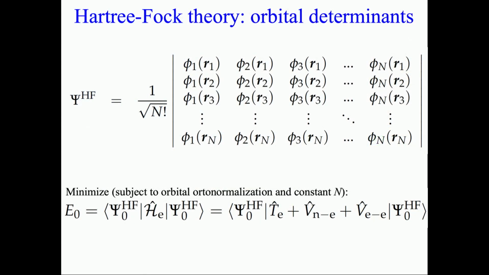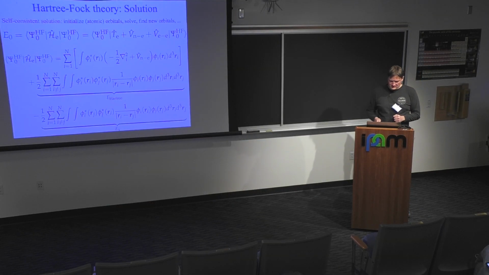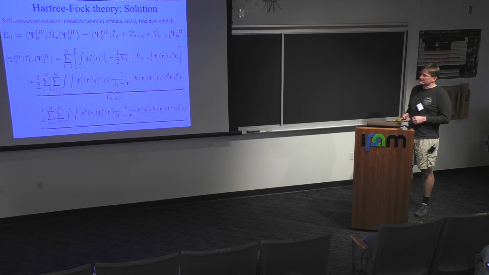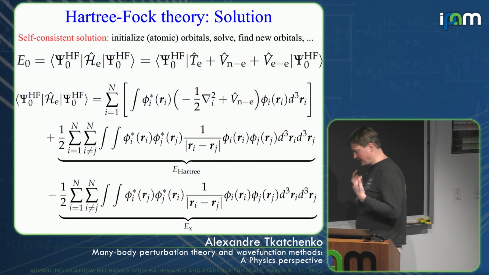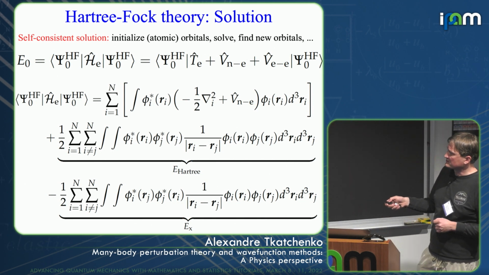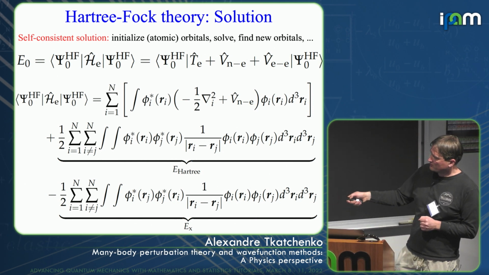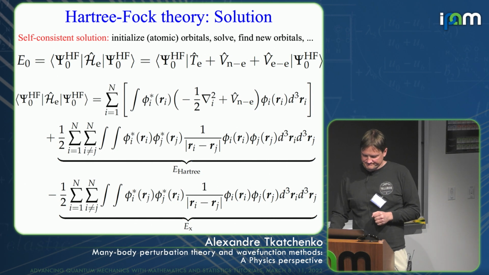Then, once we have this, all we need to do is to minimize the energy subject to orbital orthonormalization and the fact that the wave function has to recover the correct constant n. That's why we introduce this normalization factor here. Since the Hamiltonian depends on the orbitals, you get a self-consistent solution. So what you do is you initialize atomic orbitals, you solve, you find new orbitals, and you continue this. You evaluate this Hamiltonian, and you continue until convergence.